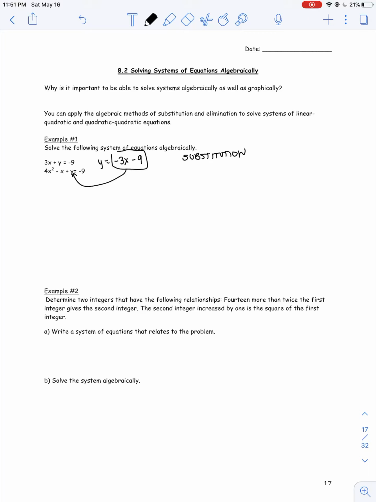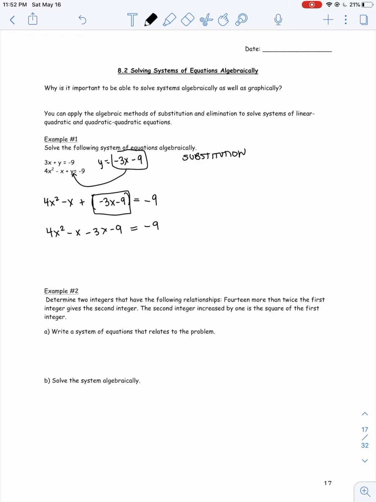So we're plugging in negative 3x minus 9 in the spot of y. So 4x squared minus x stays the same, but then we're going to have plus, in brackets, negative 3x minus 9 equals negative 9. Everything else stays the same except for what I substituted. Then addition doesn't change anything, so we're just going to rewrite it as negative 3x minus 9 once we distribute that positive that was in front of it.